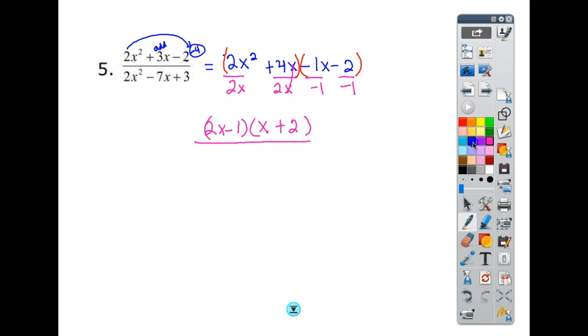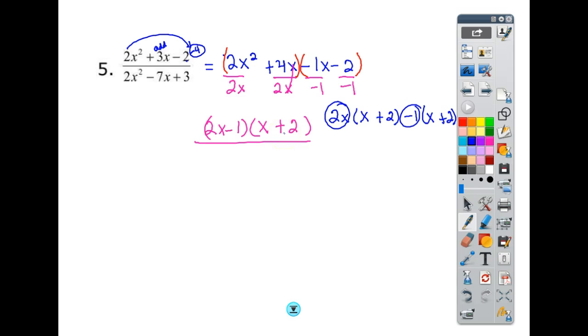Okay? The old way would have been to show more work. I would have had 2x here, and then x plus 2. And then I would have had negative 1 here, and x plus 2. This is one of my terms, and this x plus 2 is another one of my terms.